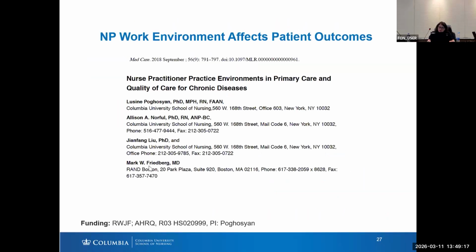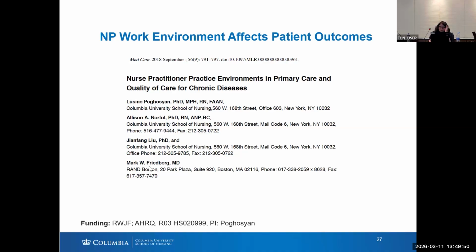But we also said, okay, now that work environment is good for nurse practitioners, is it good for patients? So now my team and I asked the next question, does work environment affect patients? What we did in this study, we surveyed nurse practitioners, and then we got the patient data from those clinics and merged those data, and we showed that clinics where NPs are telling us they have a good work environment, their patients have better outcomes.